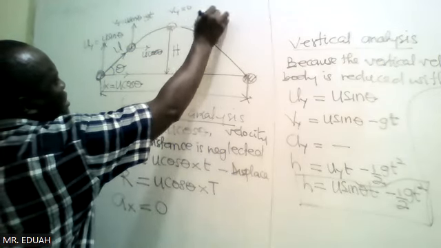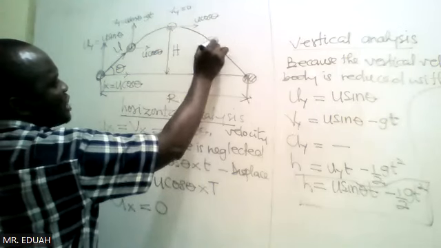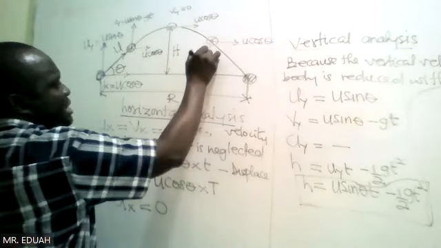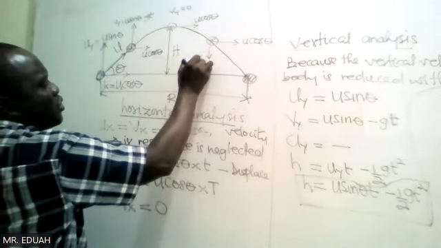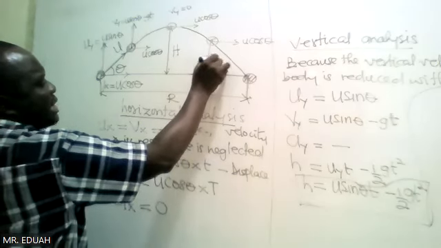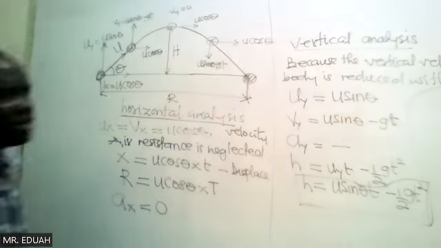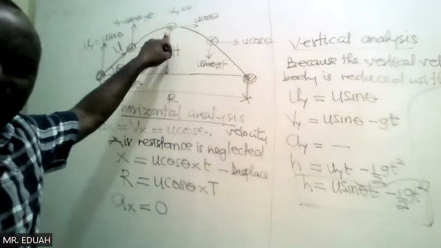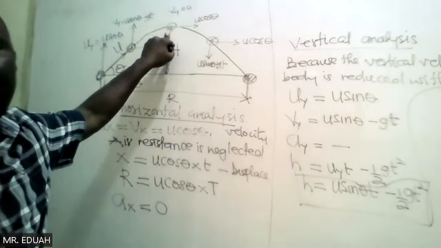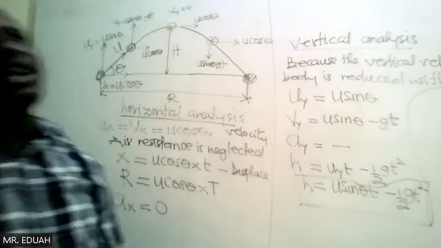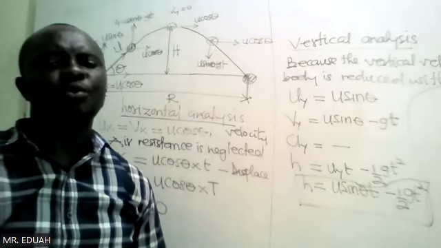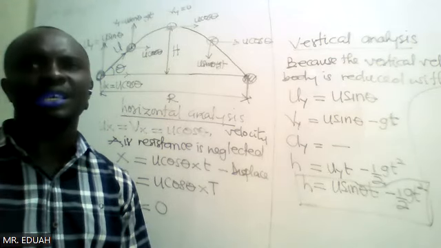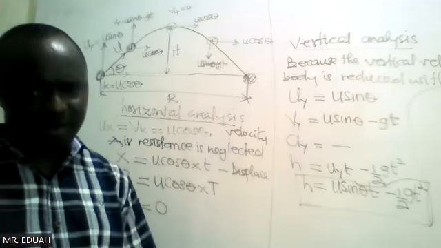U cos theta. When it gets to this point, yes, the horizontal velocity is constant, but the vertical one is u sine theta minus gt, and on and on. So when the body gets to the maximum height, the vertical velocity is 0, but there is a horizontal velocity acting on it. So if I ask you, what happens to the body when it gets to the maximum height? To say that the velocity is 0, I won't accept.